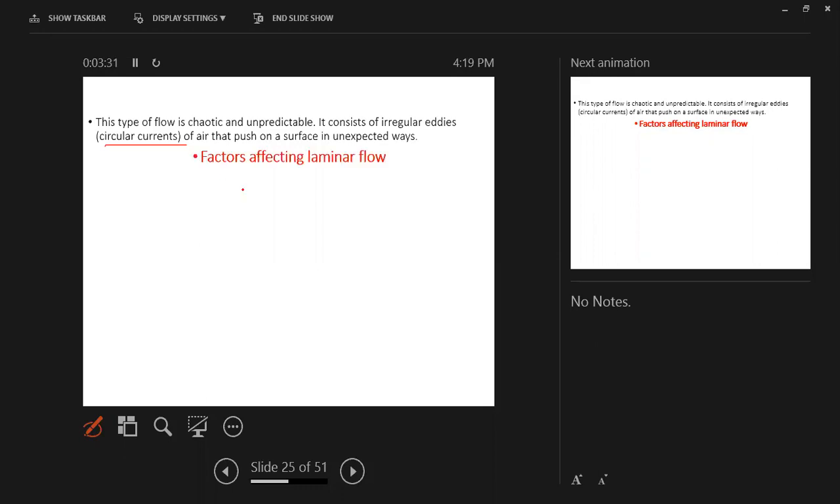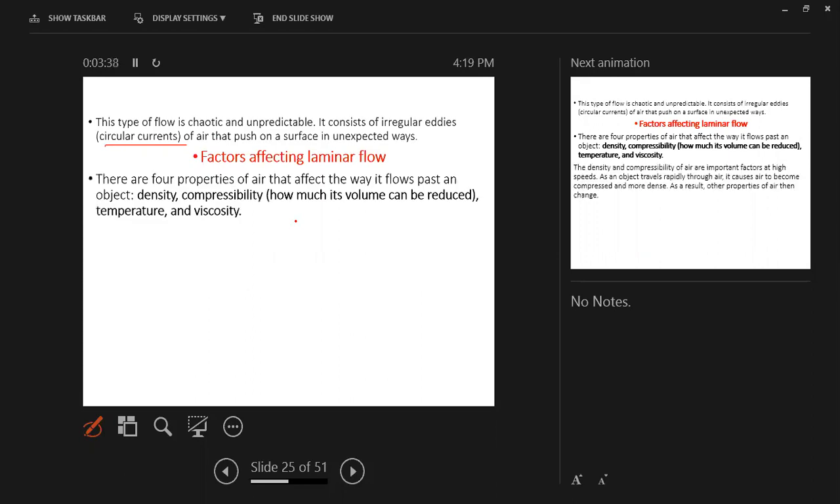So factors affecting the streamline flow or laminar flow, there are some factors. There are 4 factors actually affecting the laminar flow. The first one is the density. The second one is compressibility. The third one is temperature, and the last one is viscosity. We are going to learn about viscosity. You don't know about viscosity yet, but you already know about density, compressibility, and temperature. Compressibility means how much its volume can be reduced. Okay, when you compress the fluid, it can be like water or it can be anything like gas.